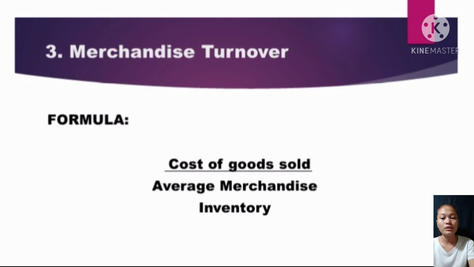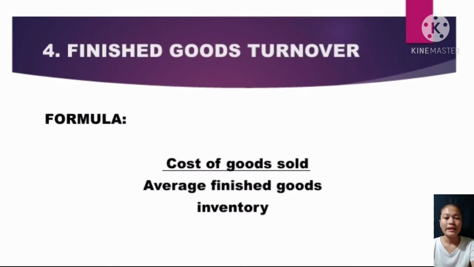Merchandise turnover suggests the number of times the average inventory was disposed of during the accounting period. It also signifies the over or under investment of the firm in inventory. Finished goods turnover. Formula is cost of goods sold divided by average finished goods inventory. It suggests the number of times the average inventory was disposed of during the accounting period. It also signifies the over or under investment of the firm in their inventory.